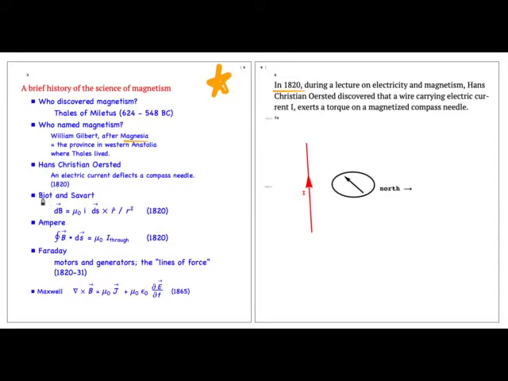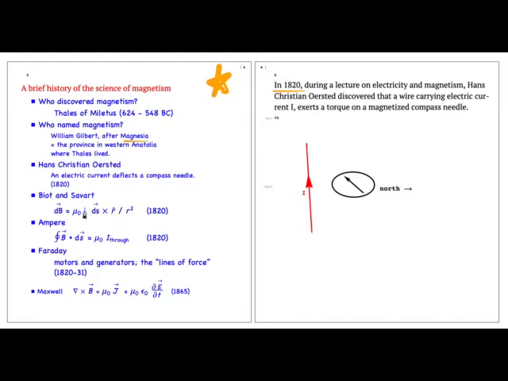Now, the same year, two French scientists, Biot and Savart, wrote down this equation for the amount of magnetism, say dB, created by a small amount of current. So let's say a current I in a length of wire ds. So a small wire with length ds carrying current I, that little portion of the wire will create a magnetic field dB, which is mu naught I ds cross r hat over r squared.